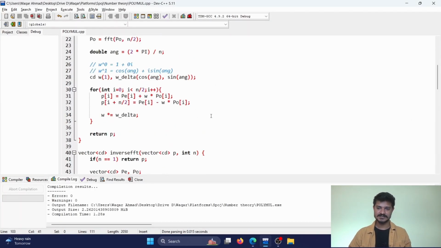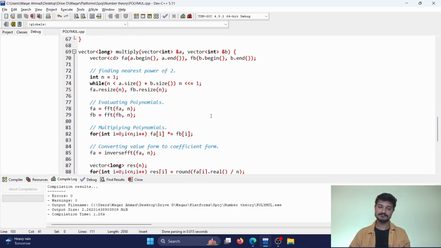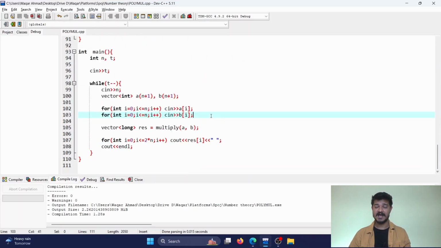So yeah, this is how you implement the FFT algorithm and perform polynomial multiplication in n log n time.